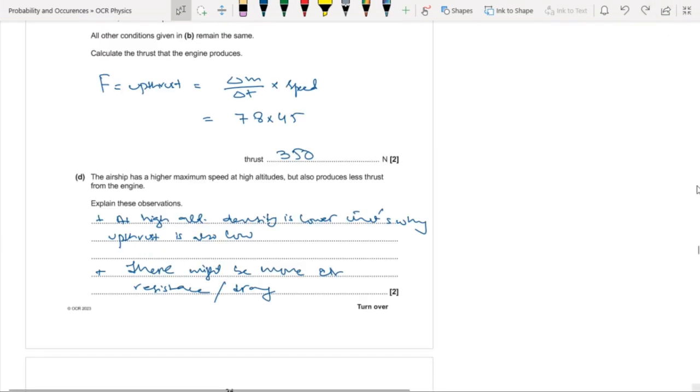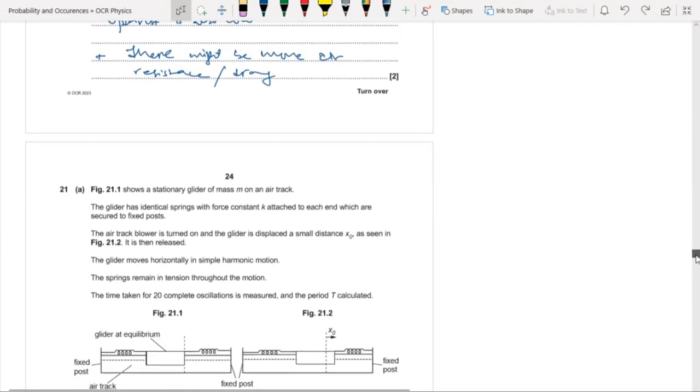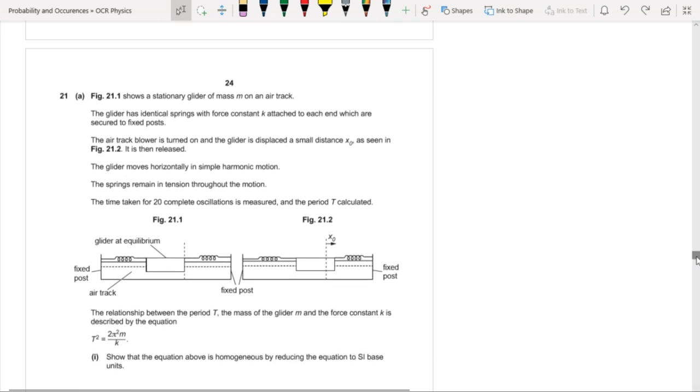All right, moving on to question number 21. Figure 21.1 shows a stationary glider of mass m on an air track. The air track refers to a track where there is no contact friction. The mass is not in contact with any surface. Rather, they are connected using springs, and the medium or the fluid through which it is in contact is normally air. The glider has identical springs with force constant k attached to each end, which are secured to fixed posts.